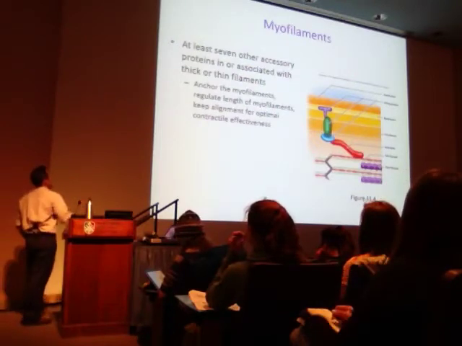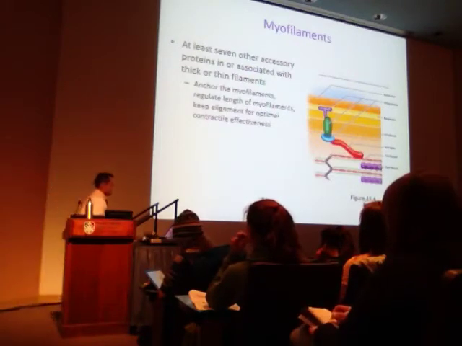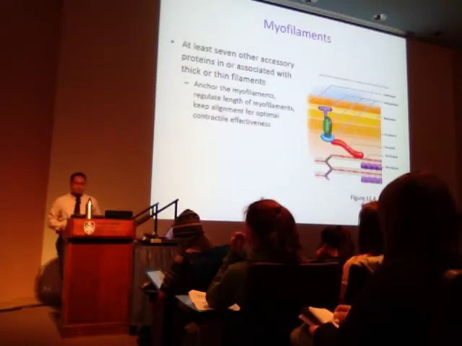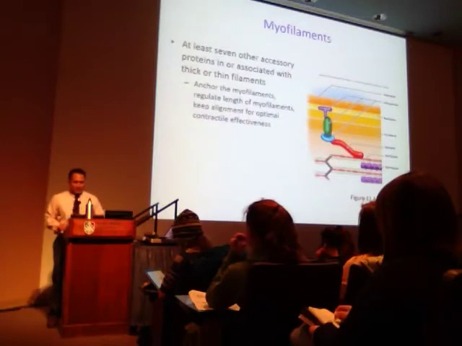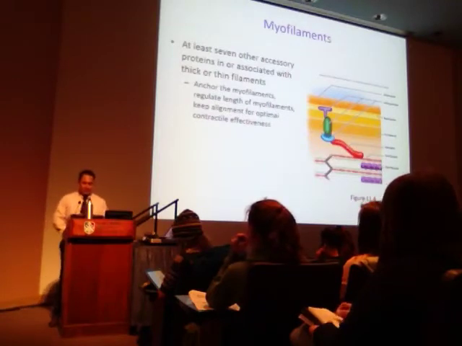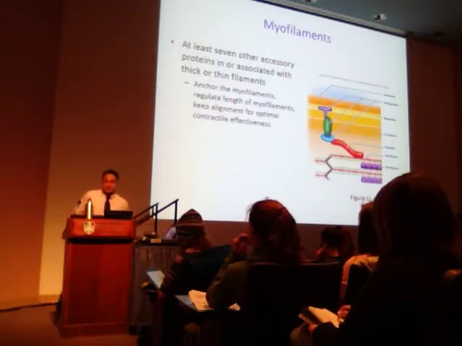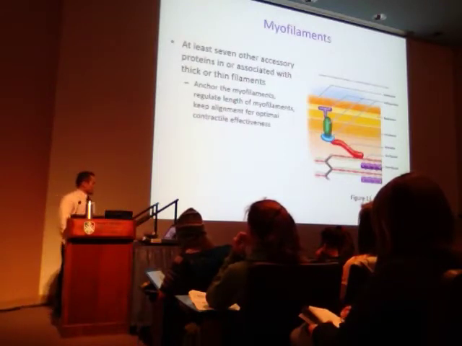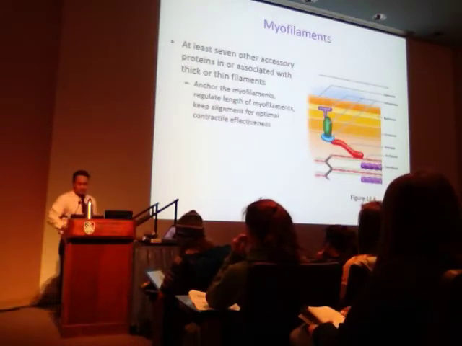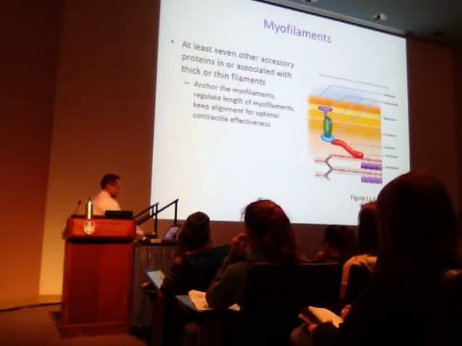So we have these accessory proteins that anchor the myofilaments, and they regulate the length of the myofilaments, and they allow it to link to the outside environment and translate that force. One of the most clinically relevant is dystrophin.